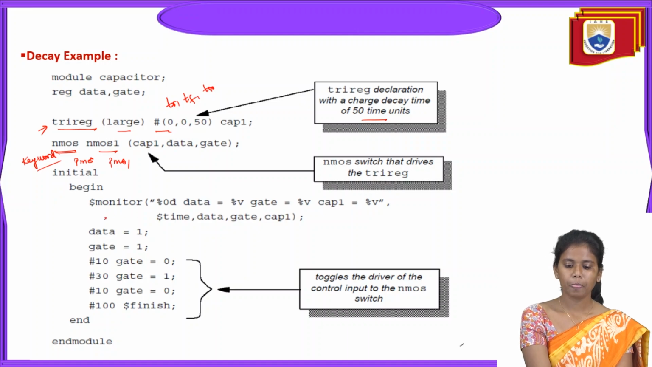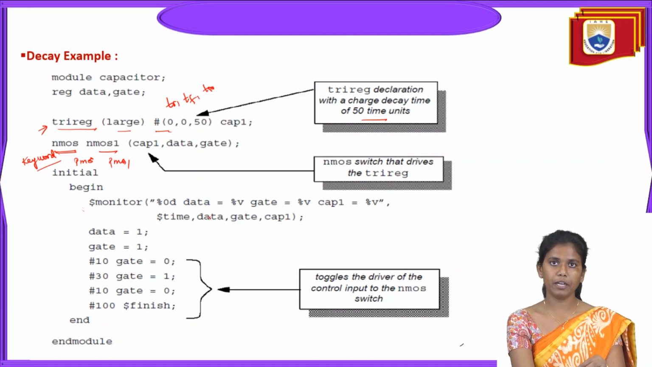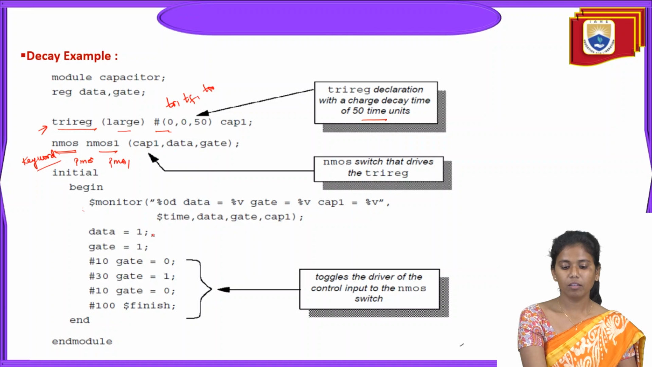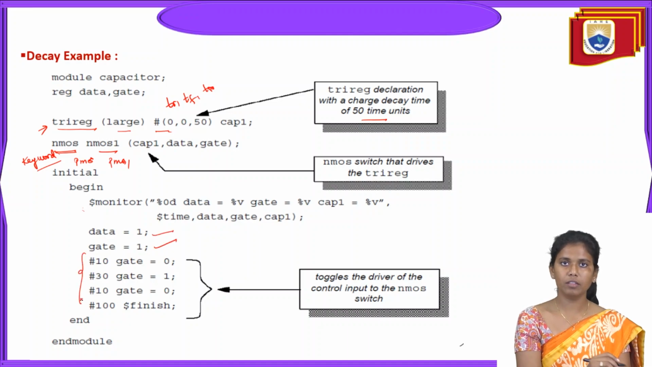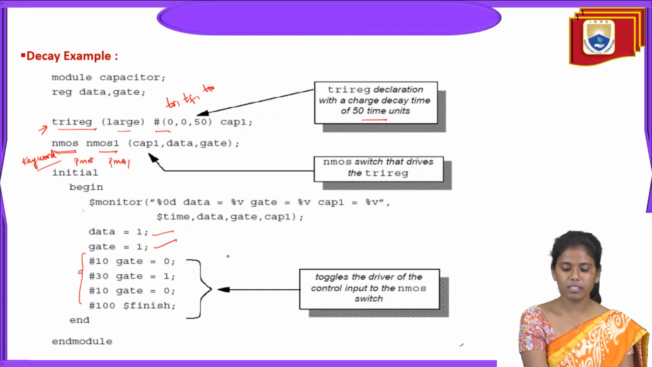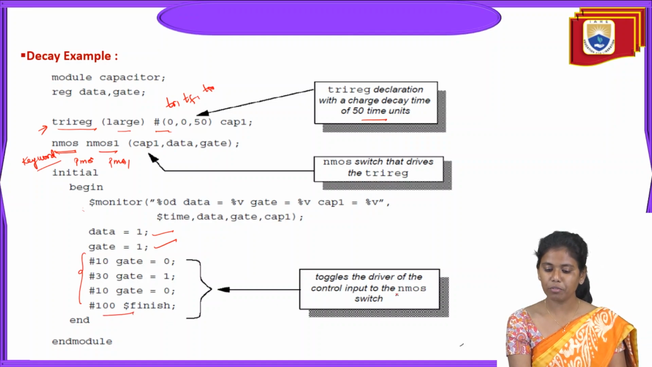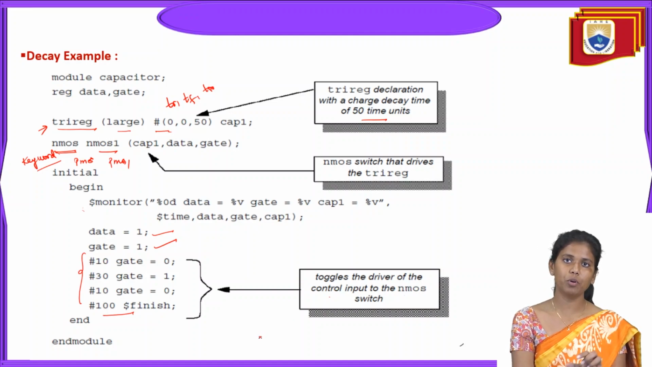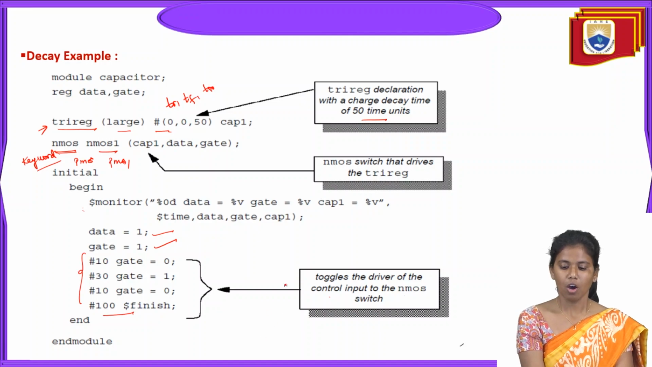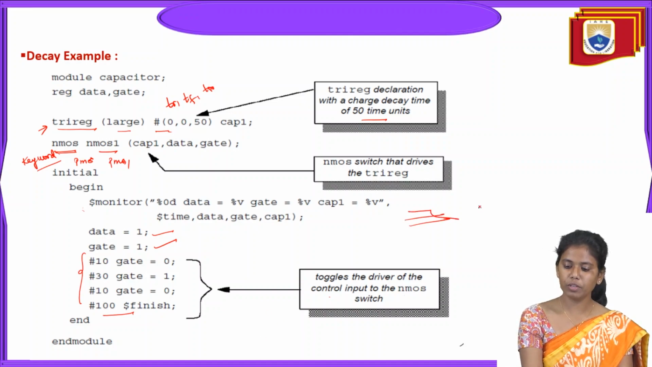Then now we will start the code. Initial, begin. This is a monitor, only meant to display, and then data as 1, gate as 1. And now we will see all the statements go as per the delays. With 10 delays the gate is 0, at 30 delays the gate is 1, at 10 delays the gate is 0, and finally at 100 it is finished. So here it toggles a driver of the control input to the NMOS switches. At a certain point of time it just toggles. Okay, all the signals will toggle like this.